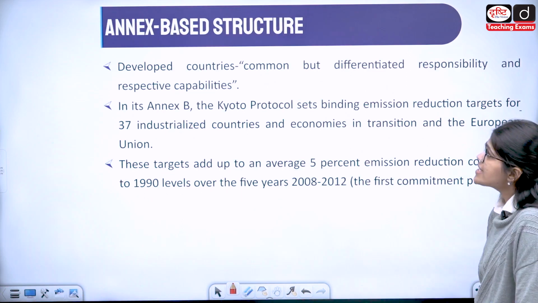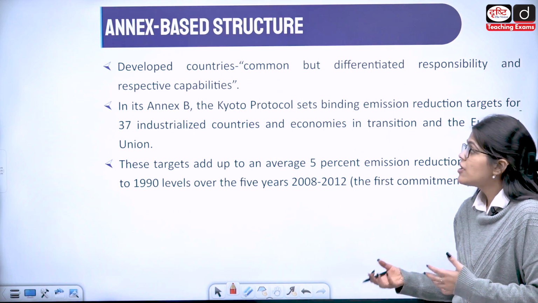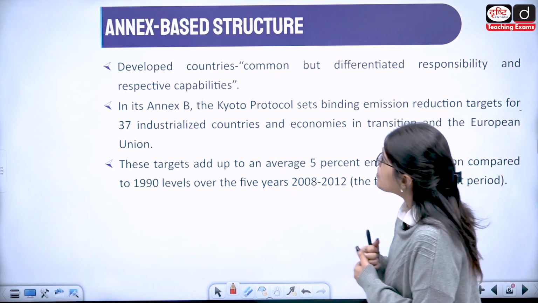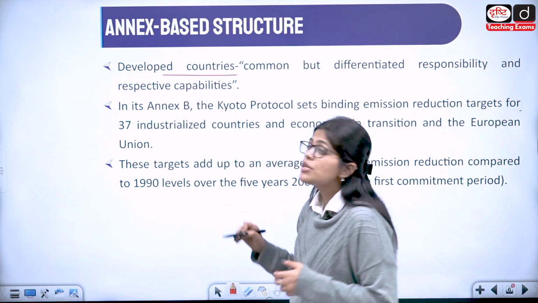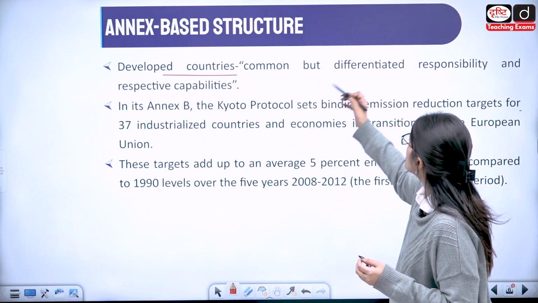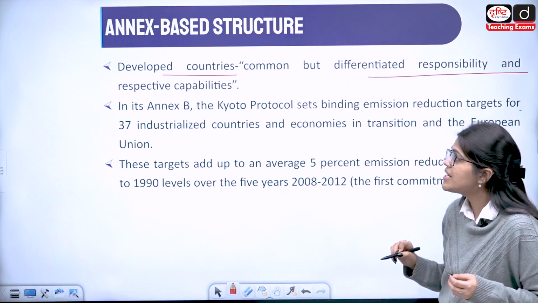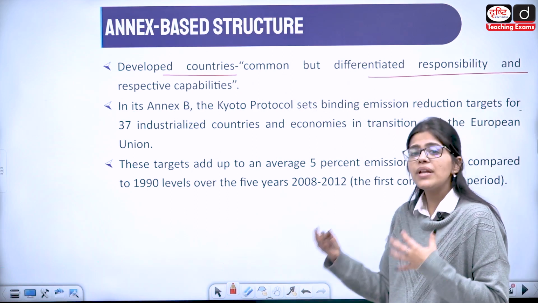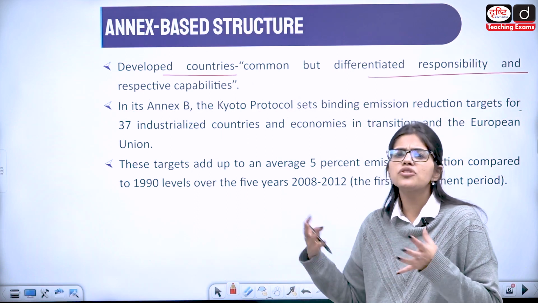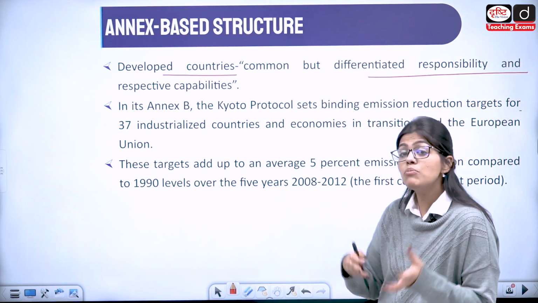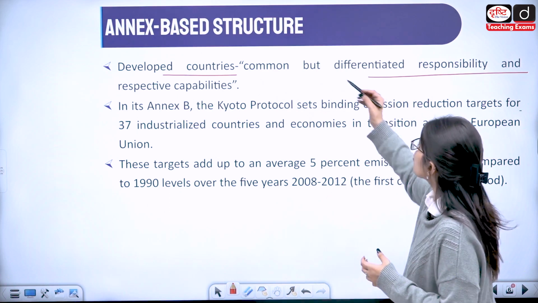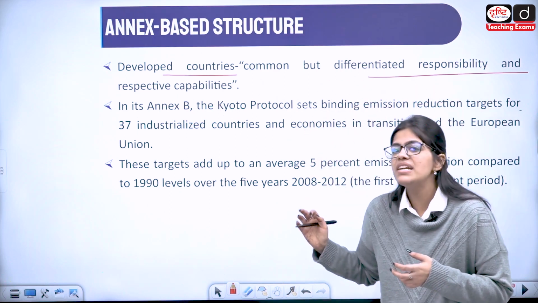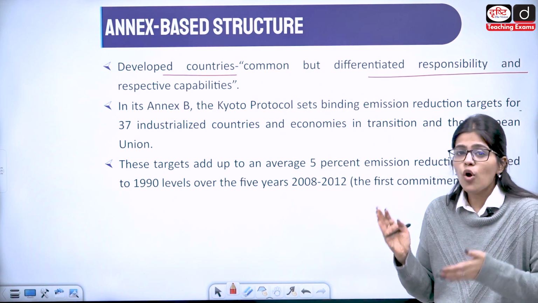Now let us see the Annex-based structure. According to Annex A, it talks about the developed countries. The developed countries have common but differentiated responsibility and respective capability. It is said that as they are the developed countries, the maximum amount of pollution is done by them, so they hold the most responsibility. Common but differentiated responsibility and respective capability is allotted to them.